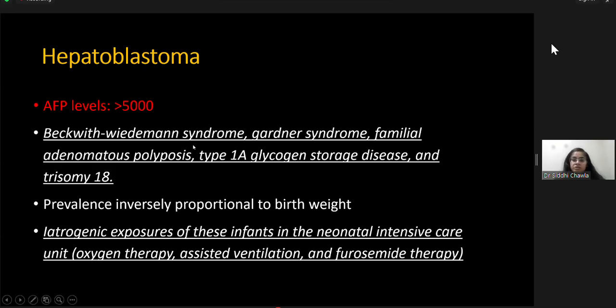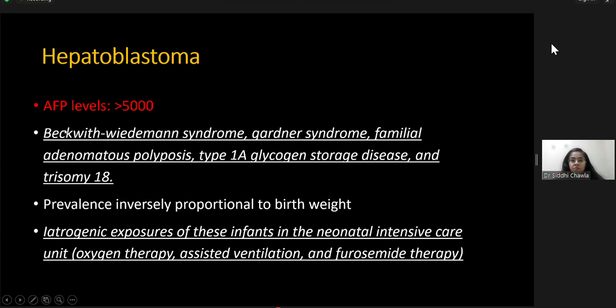So type 1 glycogen storage disease is a very important syndrome in which hepatoblastomas are seen at an early age, and you should always look for them. Look for the skeletal manifestations of glycogen storage disease, and trisomy 18 is again identified by the clinical features.